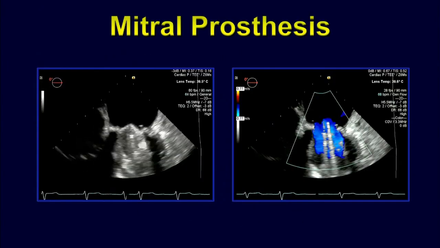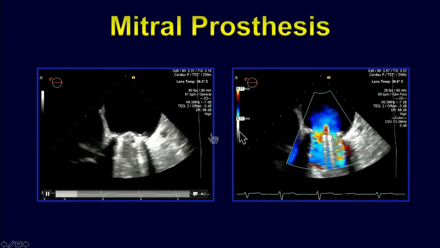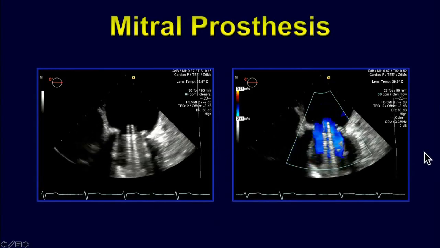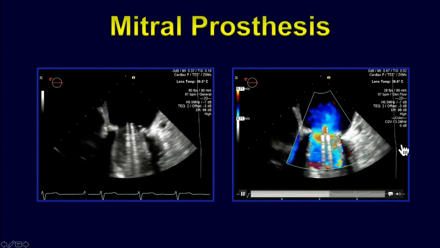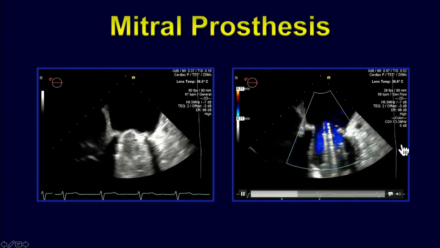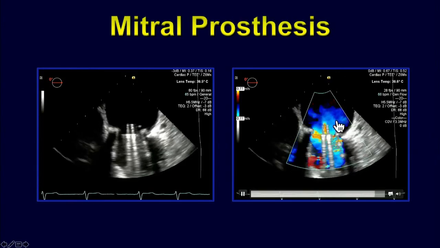So here we take a look at the TEE. Here on the left, 2D image, and here we see color Doppler. Looks like the occluders are working pretty well. We don't see much regurgitation, and it's TEE, so the color's in the near field here.